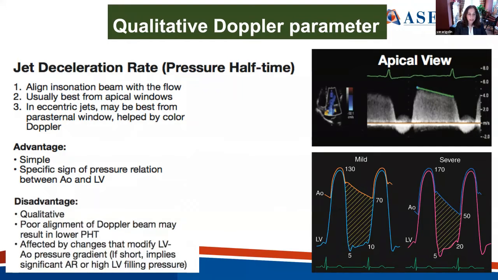And importantly, it's also affected by changes that modify the LV and the AO pressure gradient. For example, if the pressure half time is short, it may imply that the AR is severe. Alternatively, it may suggest that there's elevated LV filling pressures, and that is what's causing the pressures to equilibrate quickly, not the fact that the AR is severe. So like everything, we have to keep the advantages and the disadvantages in mind of all our techniques.